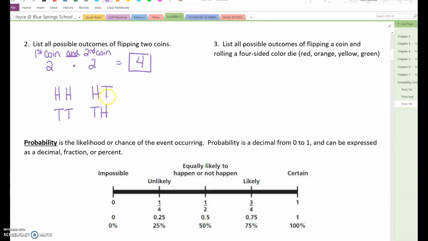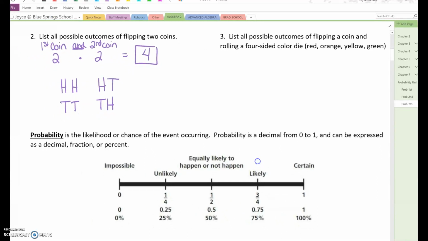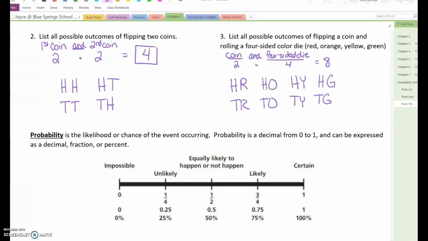Some people would say that heads, tails, and tails, heads are really the same outcome, but in probability, you have to consider both of the coins as individual things. It's more likely to get 1 head and 1 tail when you flip 2 coins because there are 2 outcomes that give you that result. They are technically 2 different outcomes. Okay, I'm going to let you do number 3 on your own. First I want you to figure out how many possible outcomes there are, and then I want you to list those outcomes. So pause the video, try number 3.